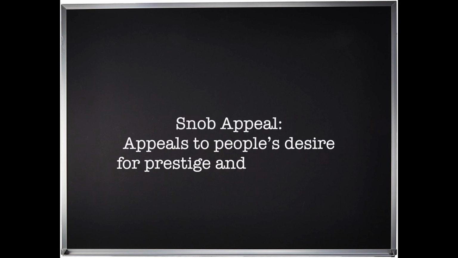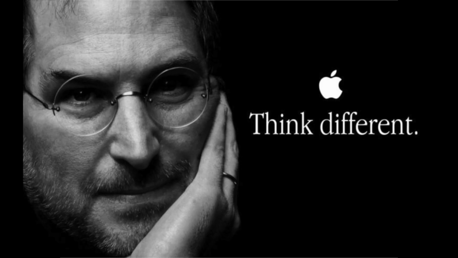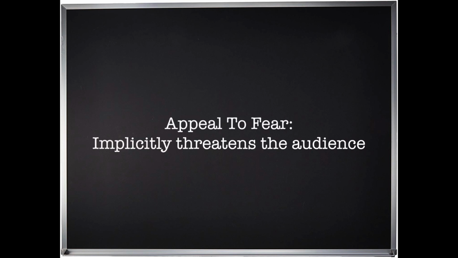Number 2. Snob appeal. Appeals to people's desire for prestige and exclusivity. For example, Pamela is not everyone. The best never is. It's a great way to sell crap. Number 3. Appeal to fear. Implicitly threatens the audience. For example, will there be a job waiting when you leave college? In my opinion, this is another great way to sell crap. Fear of missing out, or FOMO, is often used this way with advertisers.